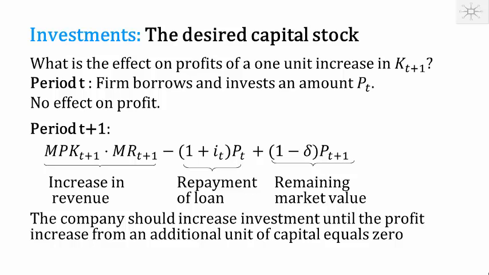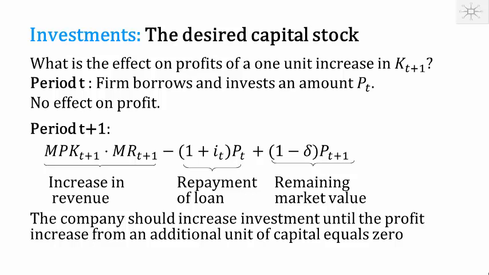Next year, what happens? Well, a lot of things happen. First of all, we get an increase in revenue because this additional capital will have a marginal product, MPK. And that will bring us income. But the marginal revenue under monopolistic competition is not just the price, it's the price divided by 1 plus mu. So the income is the marginal product times the marginal revenue next year.